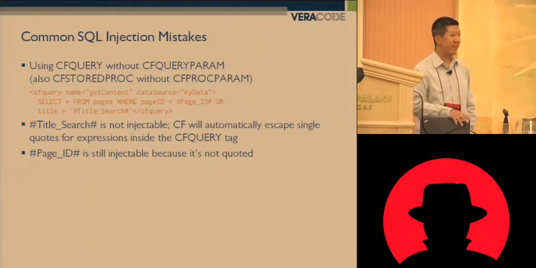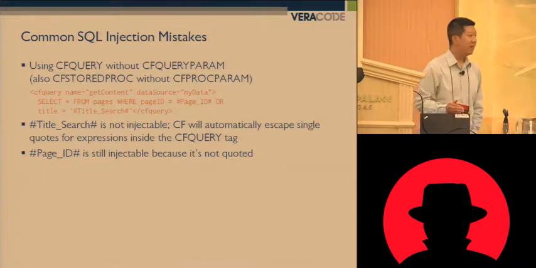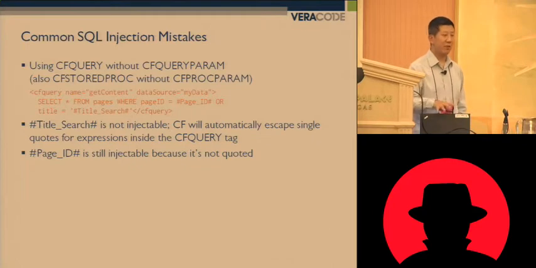ColdFusion, if you're inside a query tag, a CF query tag, and you use any ColdFusion expression, which is the thing in the hash marks, it's going to automatically escape any of the single quotes in those expressions. So underneath, when you're looking at the Java, you'll see escape single quotes around the variable expression. And the developer doesn't have to do anything to make that happen. It just happens. So basically, there's not any way that I'm aware of right now to escape out of those single quotes because of that function being called. However, the page ID expression is still injectable because it's not quoted.